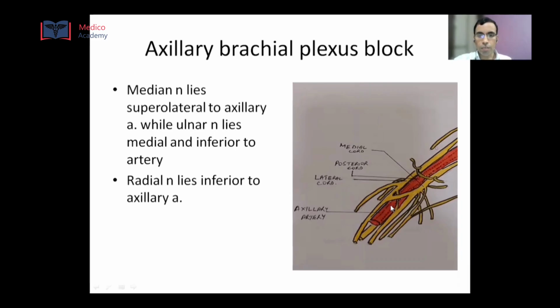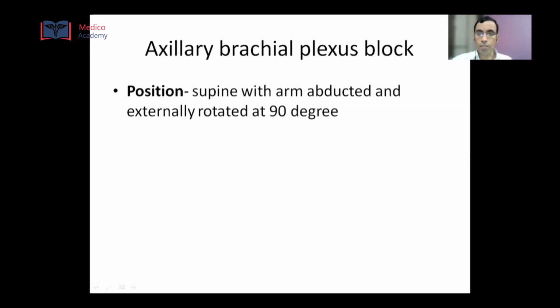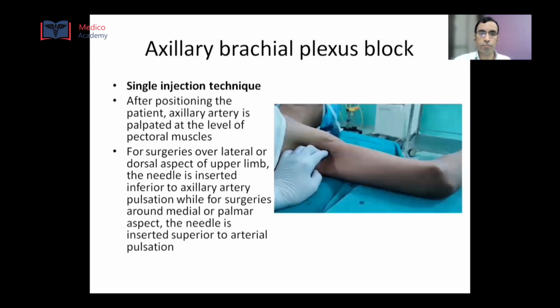The median nerve lies superolateral to the axillary artery, while the ulnar nerve lies medial and inferior to the artery. Radial nerve lies inferior to the axillary artery. These relationships are important while we are giving landmark guided axillary brachial plexus block. For giving this block, the patient is placed supine with arm abducted and externally rotated at around 90 degrees. There are various techniques to give landmark guided axillary brachial plexus block. We'll start with the single injection technique.